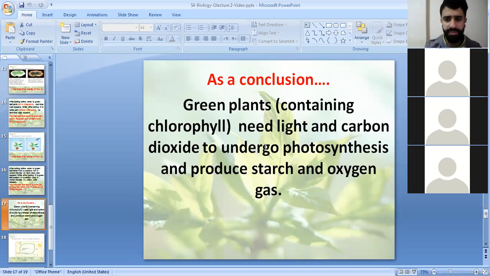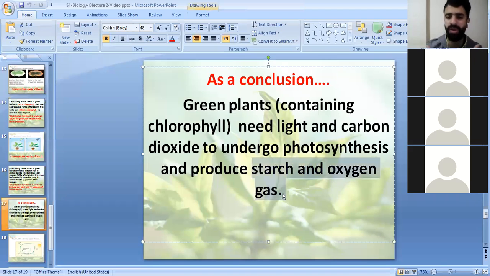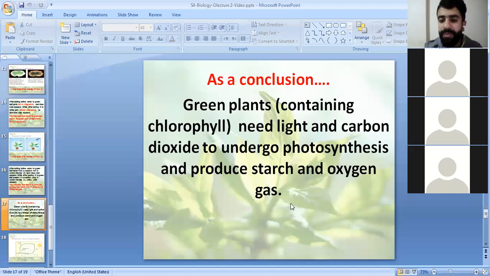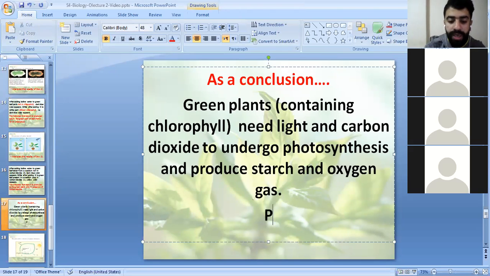So here we can say that oxygen and starch are produced. The plant will produce oxygen, will release the oxygen gas. So oxygen and starch, we call them the products. So these are the products.